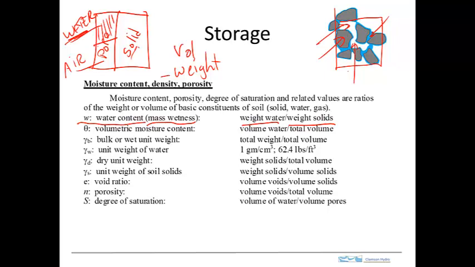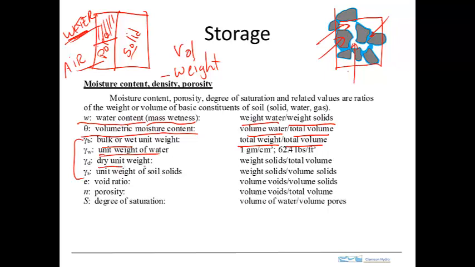Now, what we'll use to express the amount of water in a soil is the volumetric water content. This is probably the more common usage, and it's a ratio of the volume of water in the sample to the total volume. There are then several unit weights that are used. The total or the bulk or wet unit weight is the total weight of the sample taken as a ratio with the total volume. So we weigh the sample, we measure the volume, and we take the ratio, and that's the bulk unit weight. The unit weight of water is pretty straightforward.